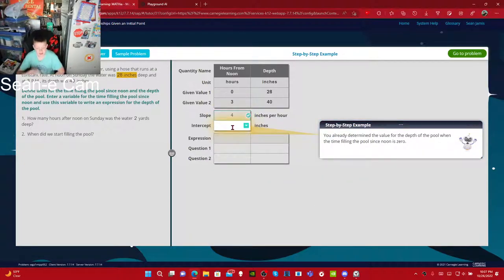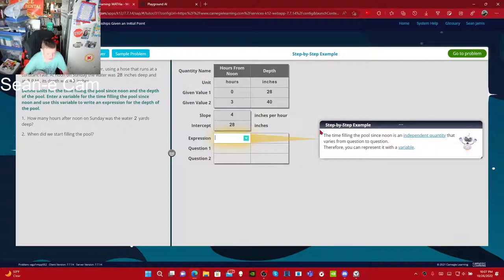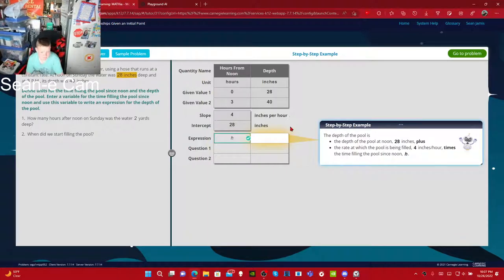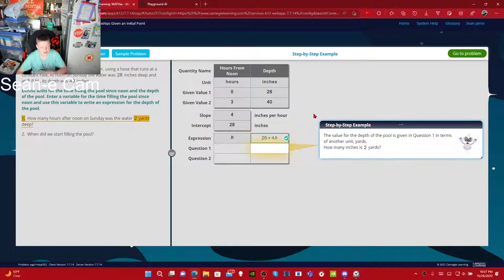Determine the value of the depth of the pool when the time filling the pool is 0. The time filling the pool since noon is an independent quantity that varies from question to question, therefore you represent it with a variable. We will do H. And then it'd be 28 plus 4H.